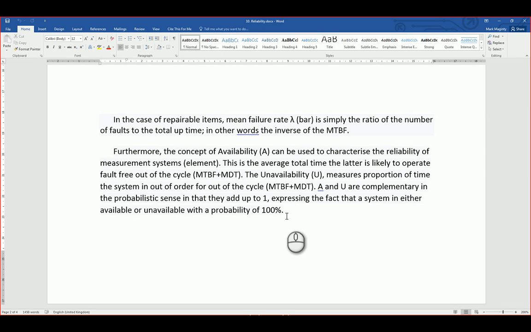A and U are then complementary, just the same as the way reliability and unreliability were complementary. Both availability and unavailability are complementary, so they should obviously add up to 1, usually expressed as a percentage.